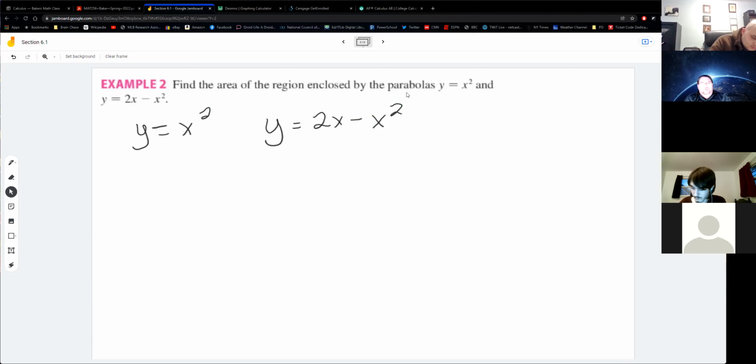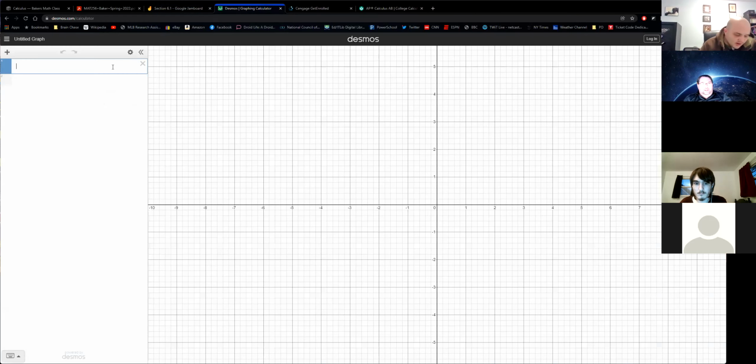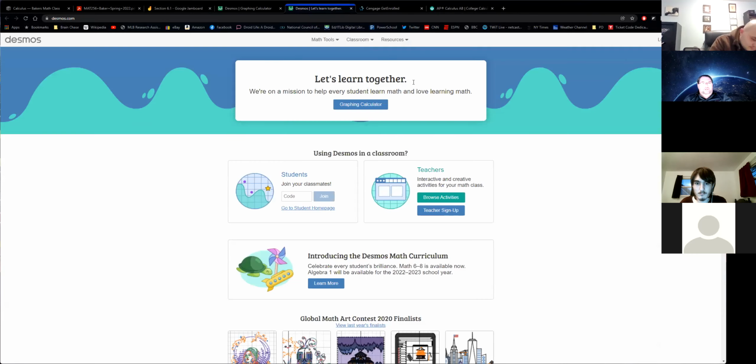So I need to know two things in this problem. First off, I need to know which one's on top, because that's going to be the one that goes first. And I need to know where they intersect so that I can set those as my barriers, my A and my B. So what we're going to do is use Desmos. Desmos, this is the graphing calculator. Great graphing calculator, simple to use. There's apps for your cell phone for it, and you can use it on your computer.